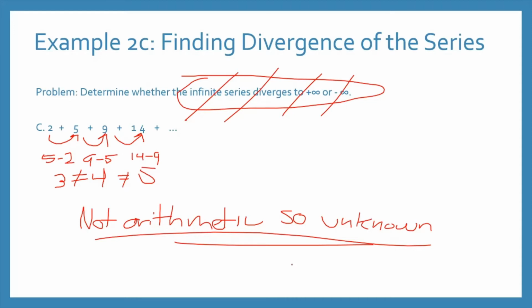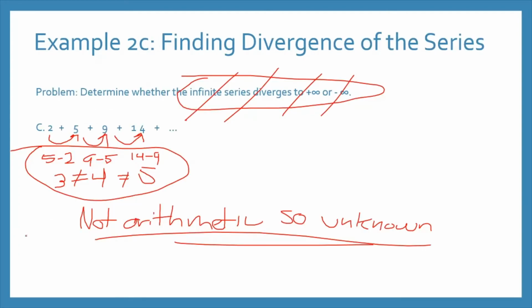You guys can write something in the nature of no common difference, and so not arithmetic, and we do not know whether it diverges to positive or negative infinity. The wording that you write for that doesn't necessarily matter, but we do want to for sure see this work right here that talks about what the common difference is.